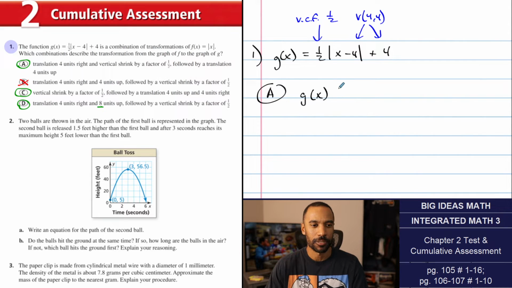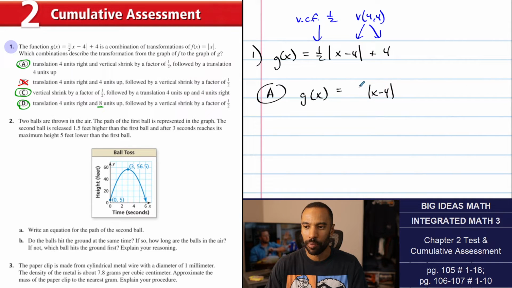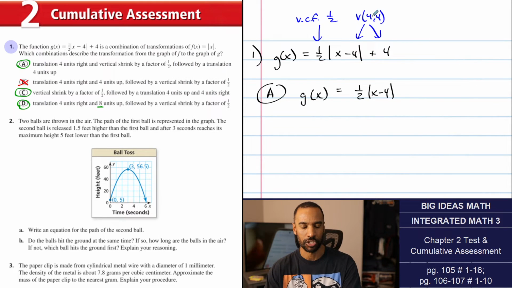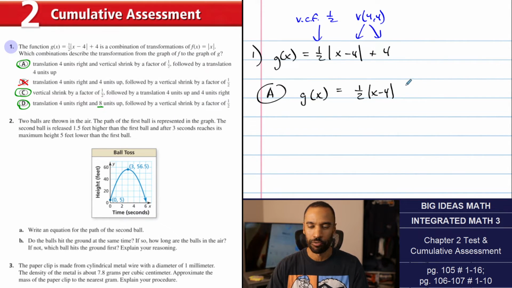Part A says, go 4 units right, okay, like that, and then multiply by the 1/2. That doesn't affect going 4 units to the right, right? If I take a graph and go 4 units right and then vertically shrink it, my vertex is still where it was before. That's not going to change. And then it says go 4 units up. So that one looks like that.